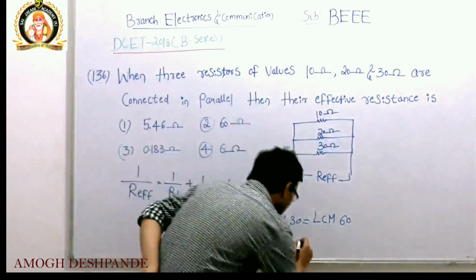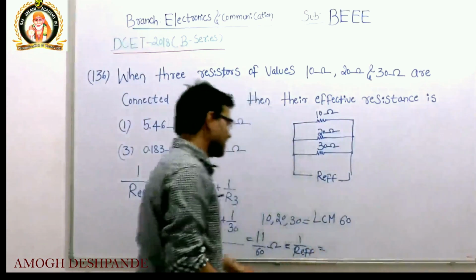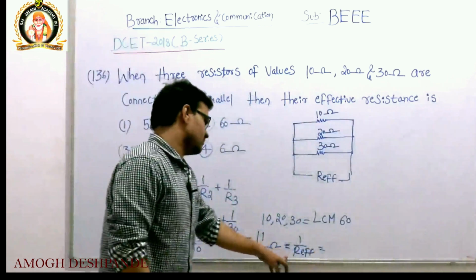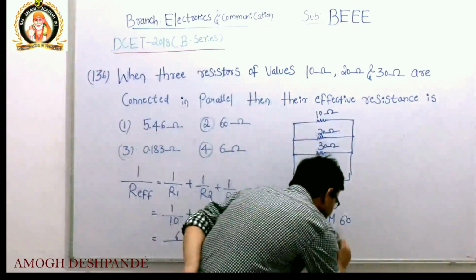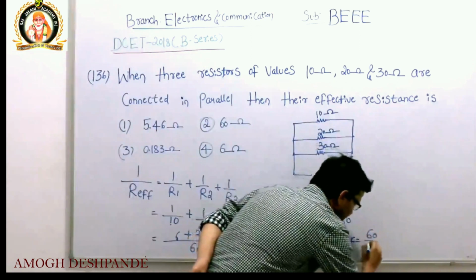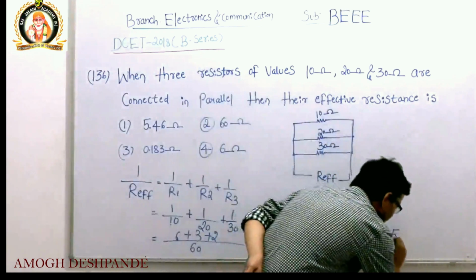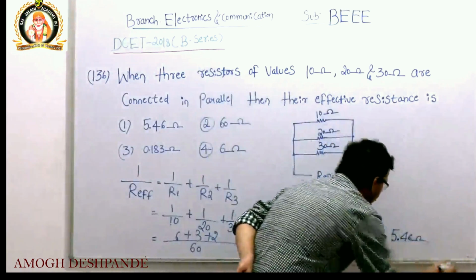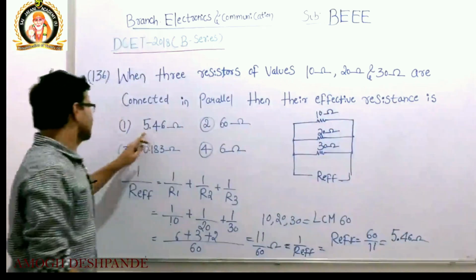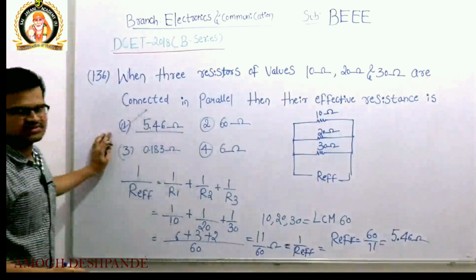This is for 1 divided by R effective, but we have to take the reciprocal to get R effective. That means R effective becomes 60 by 11. If you solve this, you get 5.46 ohm. From the options, the first option, 5.46, is the right answer.